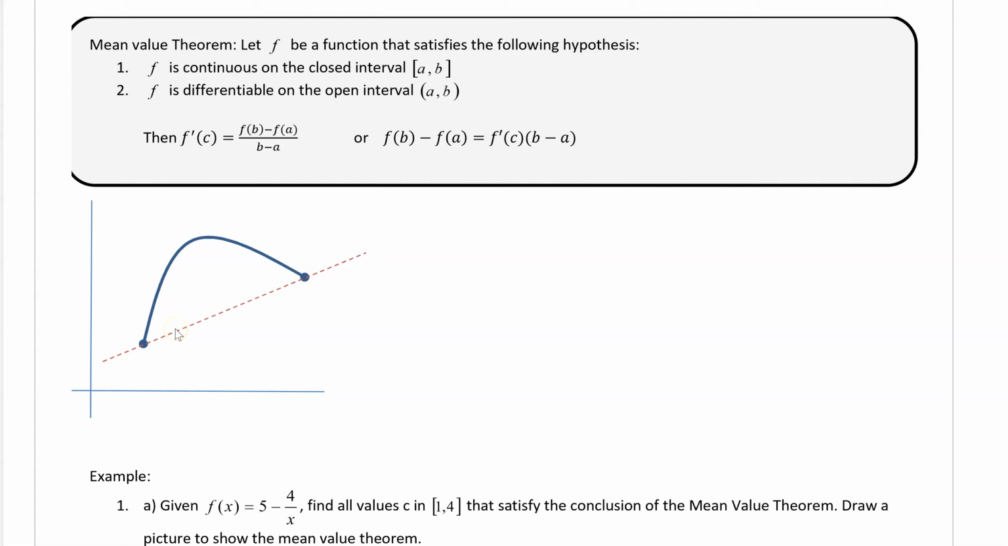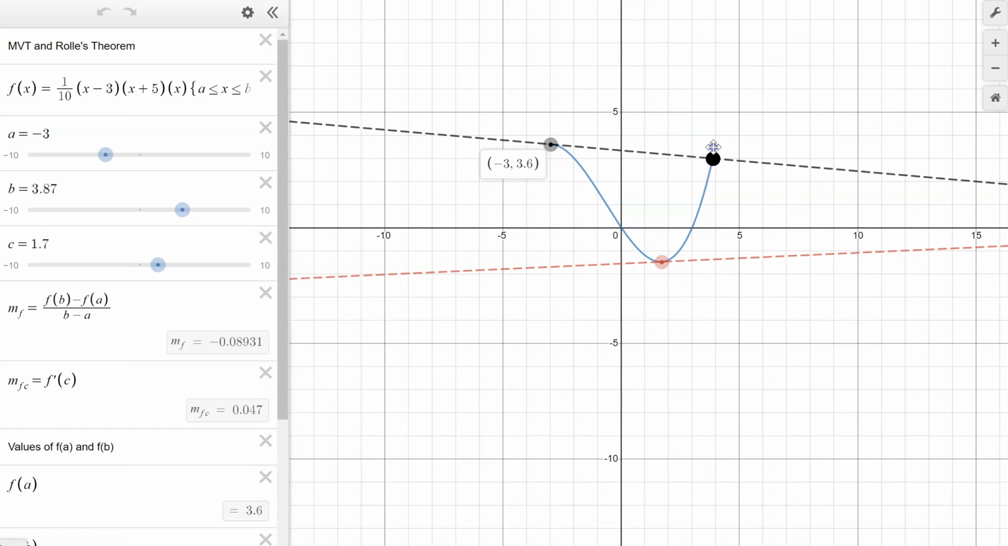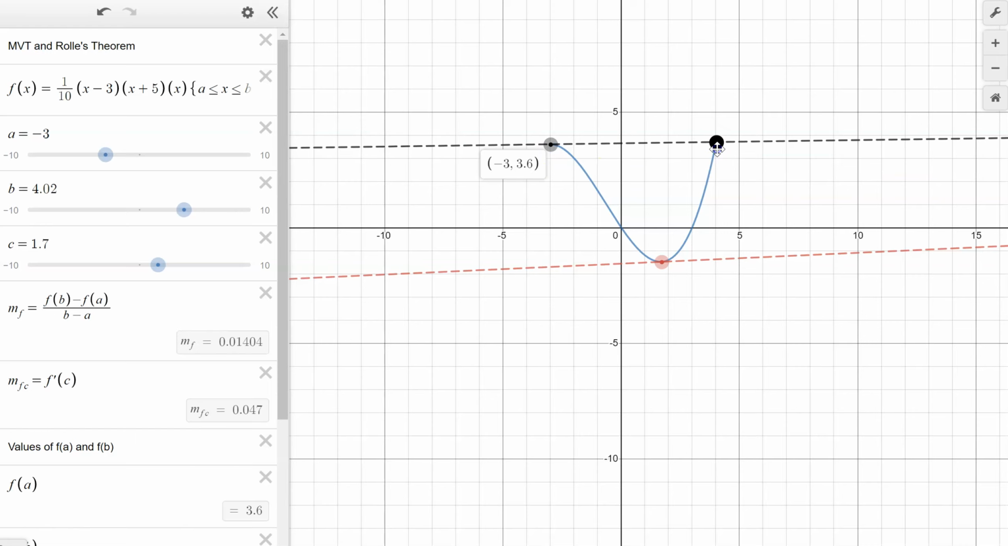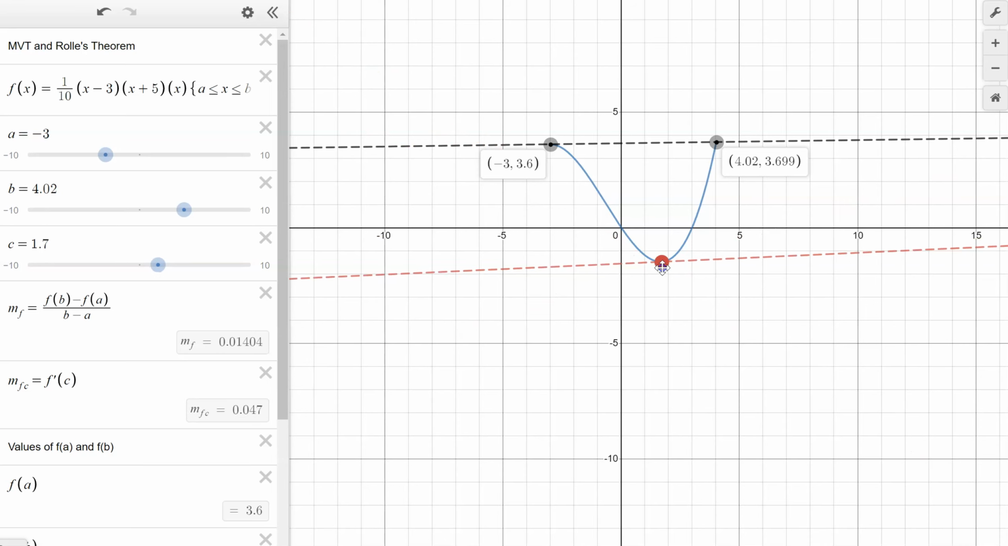Right, so this video is about the mean value theorem, which is basically an extension of Rolle's theorem. If you remember with Rolle's theorem, you have 2 points, and they're both exactly the same y value. Then the slope between these 2 points is 0, and that means there has to be some c value where our derivative would also be 0.